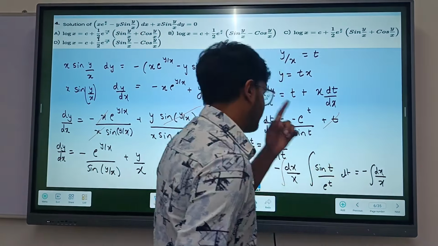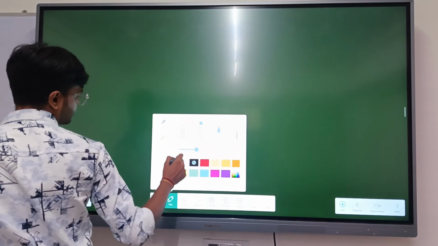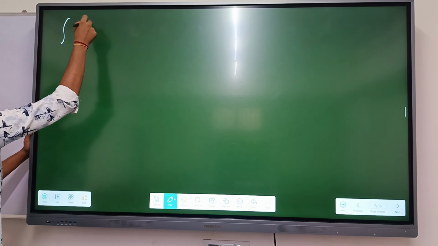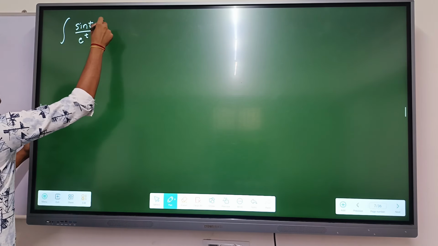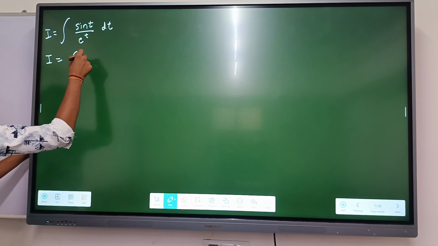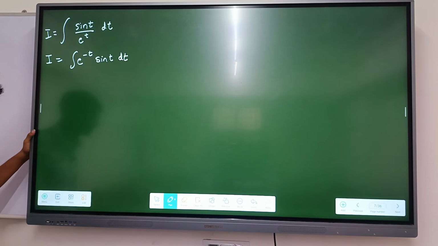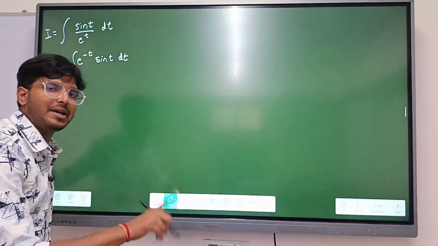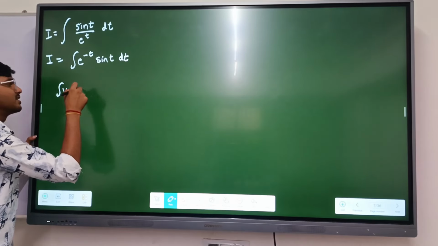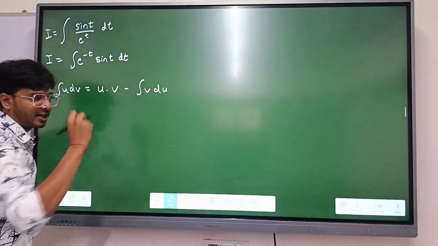The problem is the integration of sin t by e^t dt, so I am taking it separately. Integration of sin t by e^t dt, let's say this is I. So I is the integration of e^(-t) sin t dt. I have to solve this using integration by parts, that is integration u dv is equal to u into v minus integration v du.